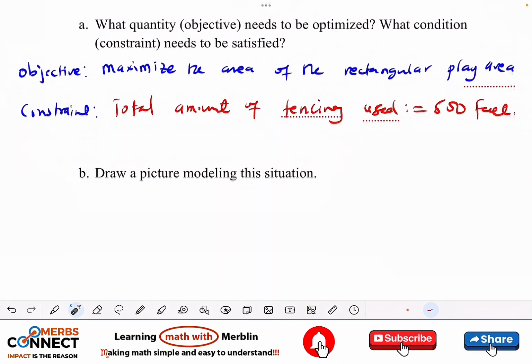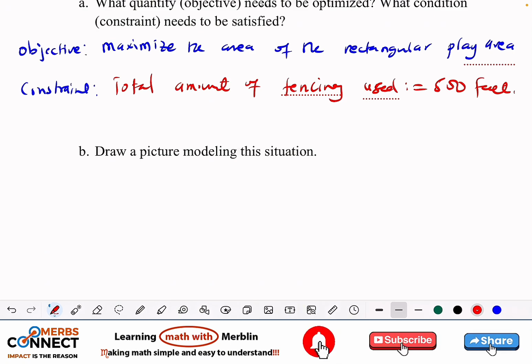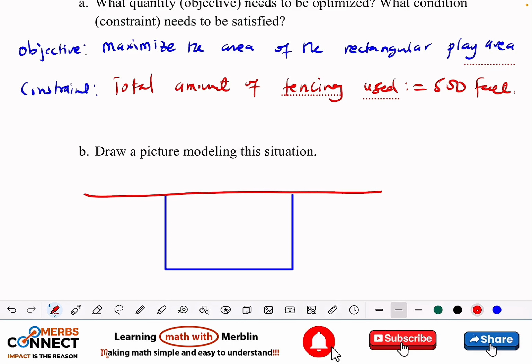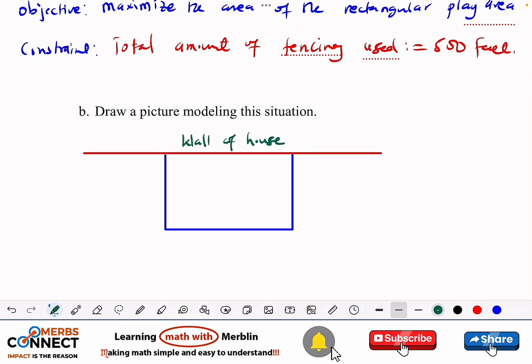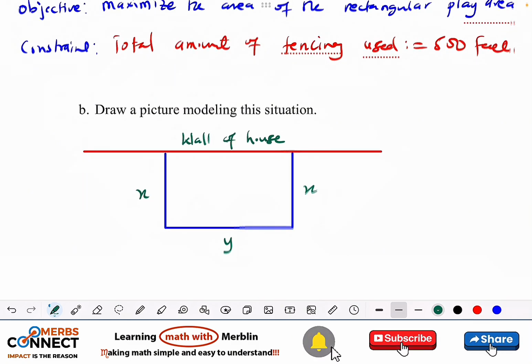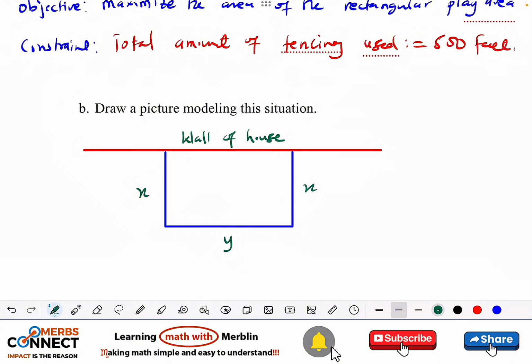Good. Now the idea is that we want to draw a picture here and then label it, right? So let me just have a picture here. Let me assume that this is the wall of the house, and let me use red for this. Now what I'm going to do is define my variables. I'm going to define this side to be x, and this other side to be x, and this one to be y. So this is the picture that I need to draw to model this situation.